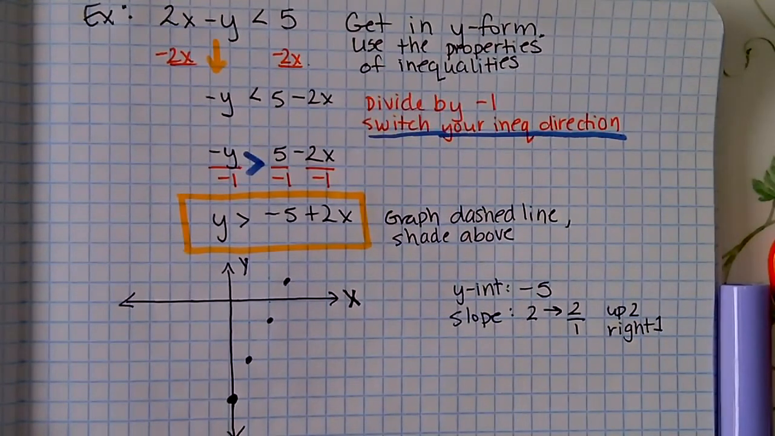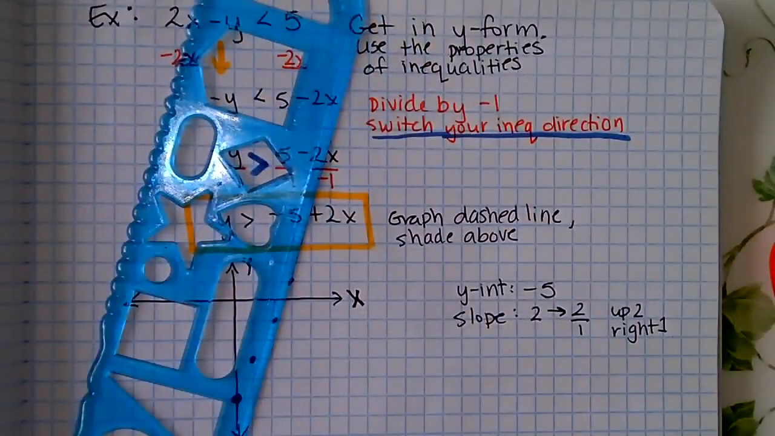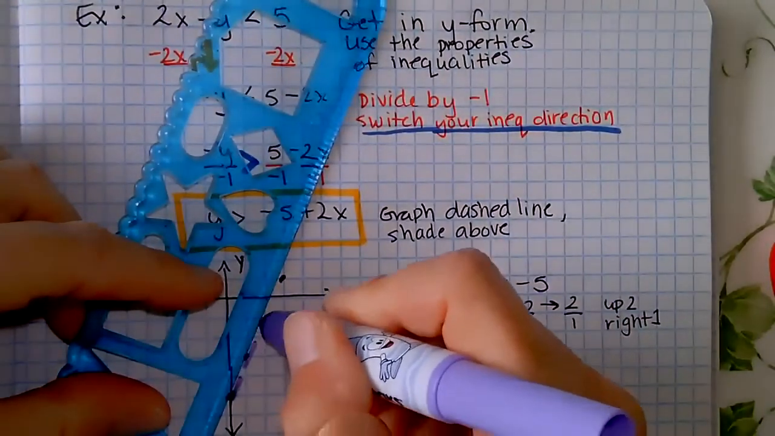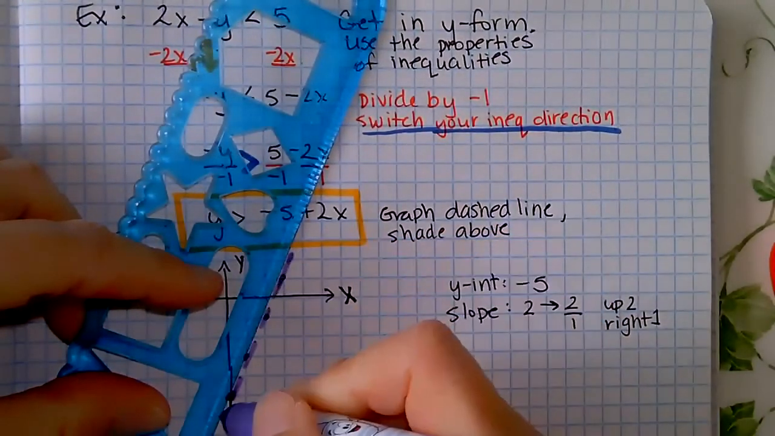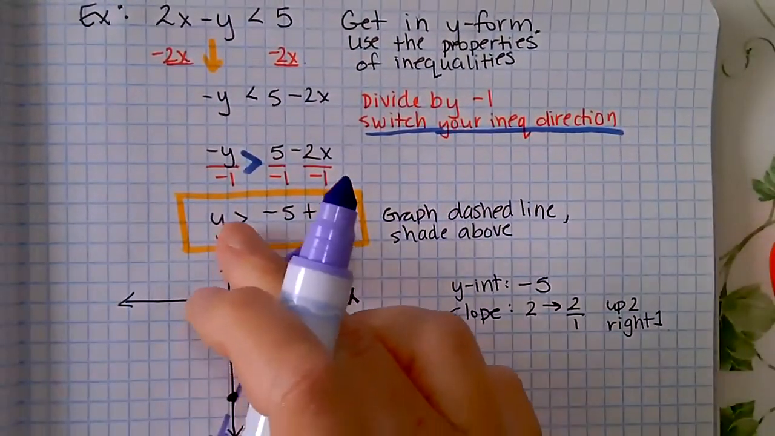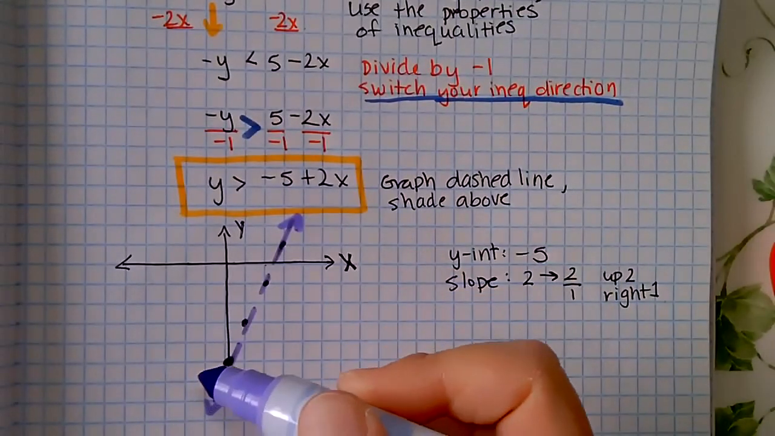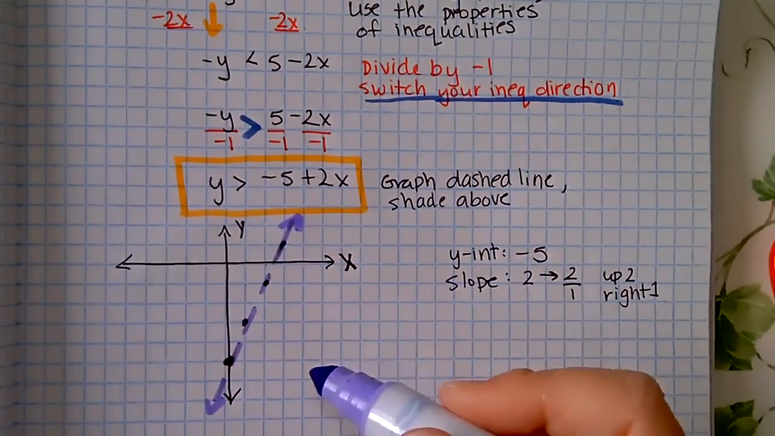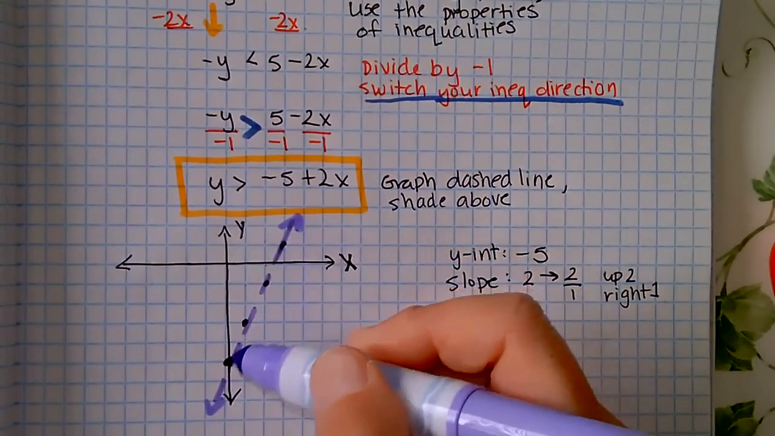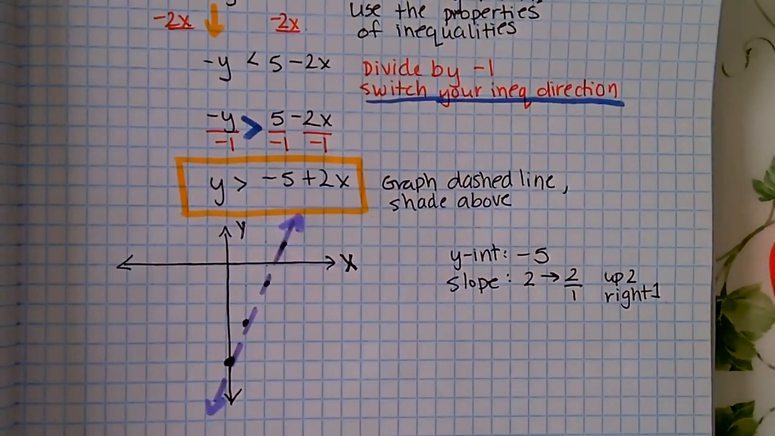Let me just grab my ruler. So if I'm doing a dashed line, that means everything on this line does not make this true. So if you were to draw this as a solid line, you're actually adding on an infinite amount of wrong answers, because there's an infinite amount of points on this, and every point on this line makes this false. So nothing on this line is a solution.